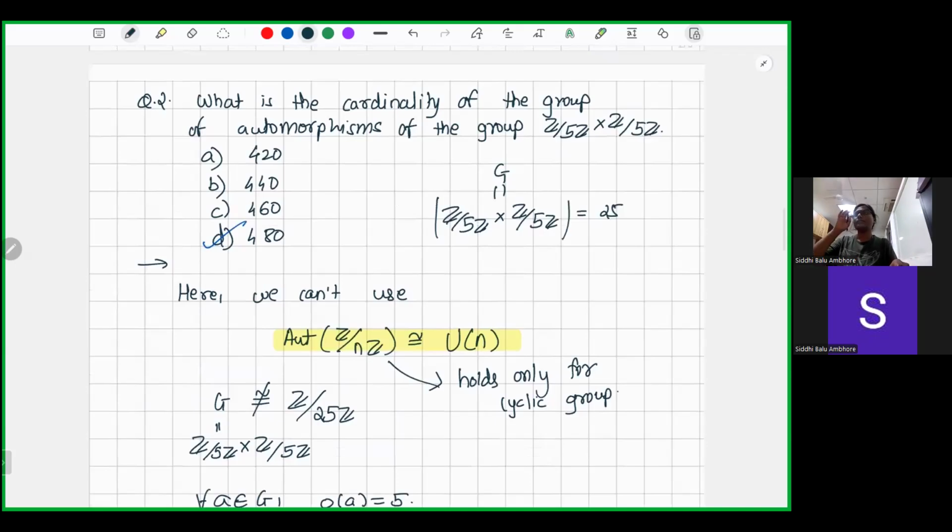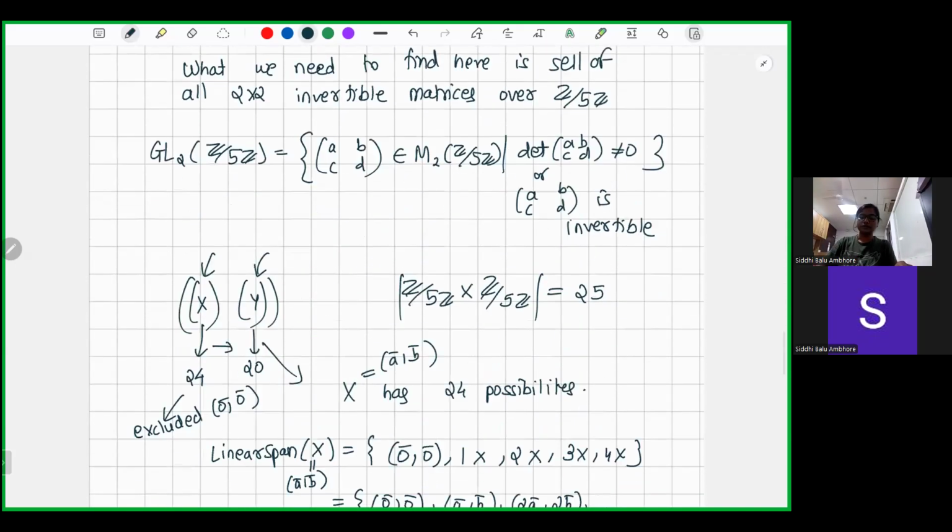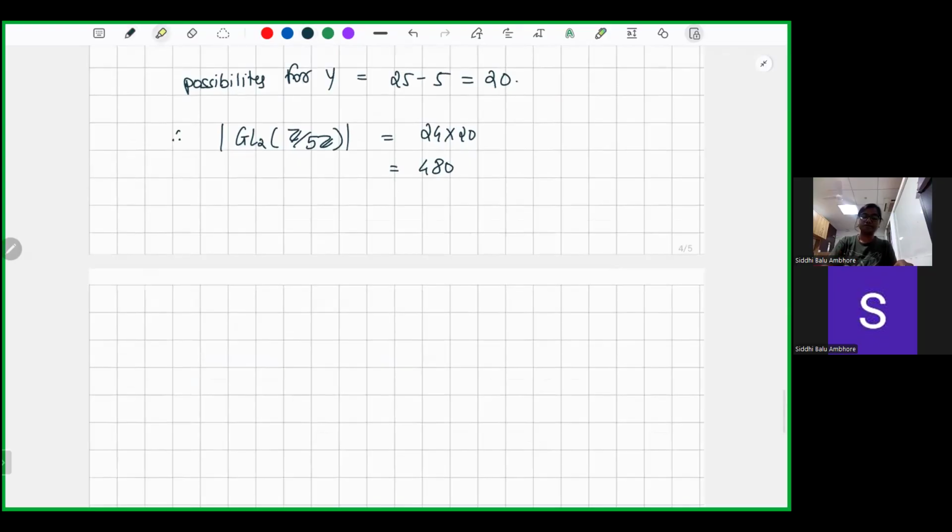So this is how you can find the cardinality of the automorphism group. So the answer then is 480. I hope this was clear. If you have any doubt, please let me know.